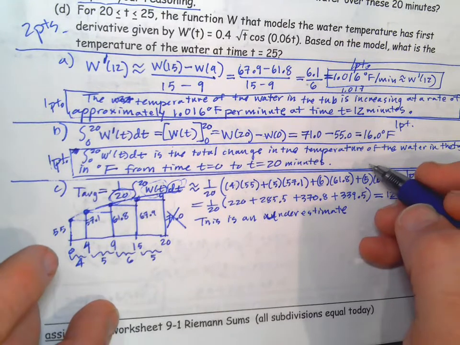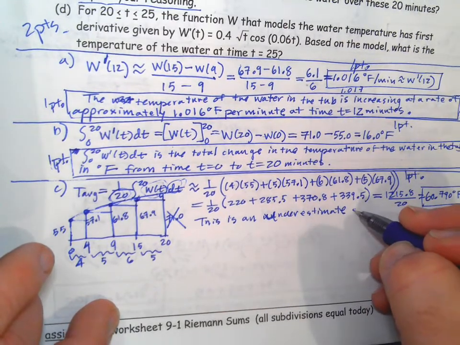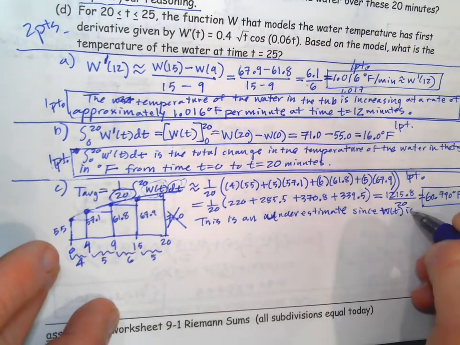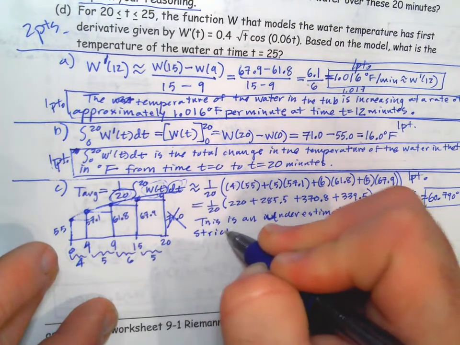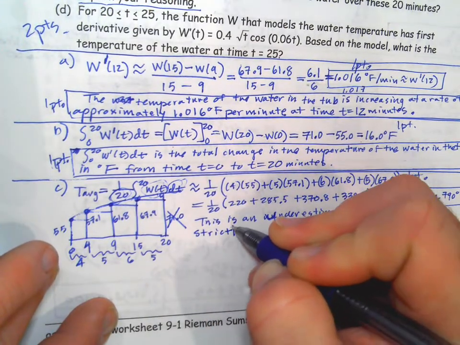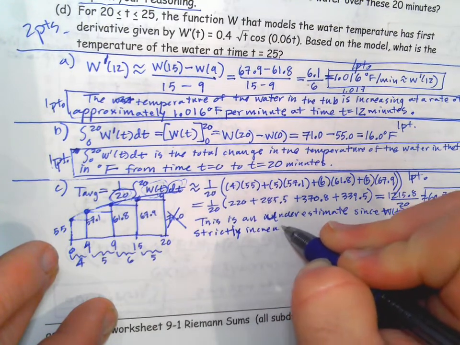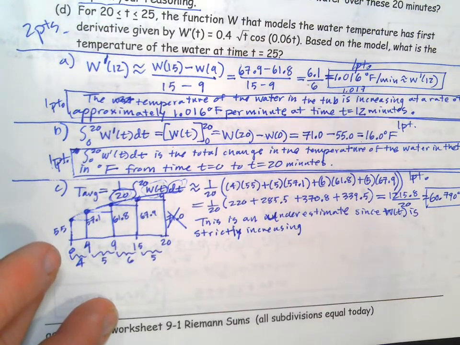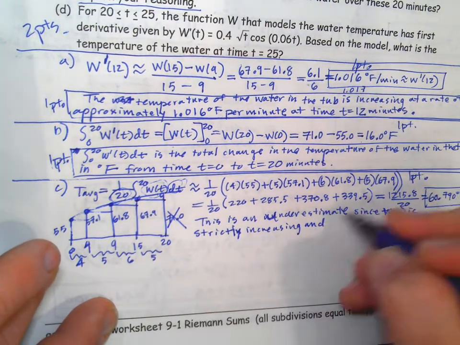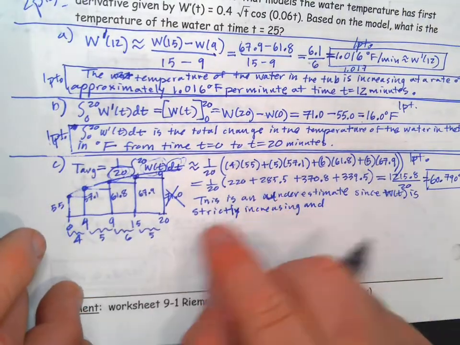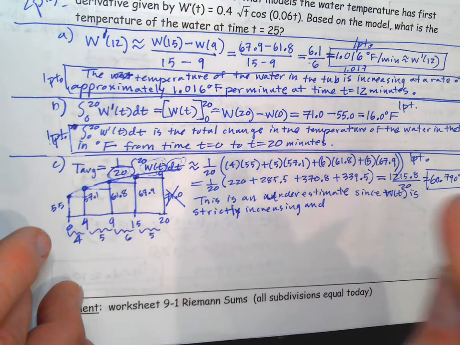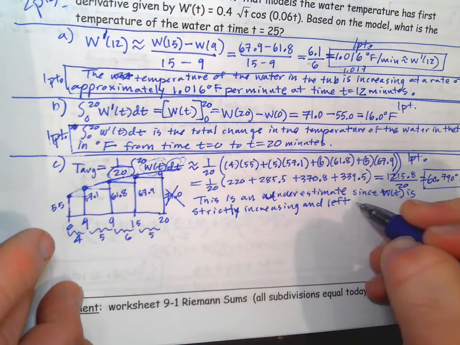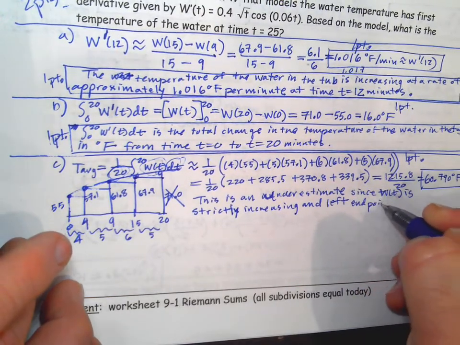An underestimate. Since W is strictly increasing, okay, and that's not enough. We got to mention it's not just because anytime you have an increasing function doesn't mean you're going to underestimate. It's the combination of a strictly increasing function with a left endpoint Riemann sum. You have to say both of those things to get this point.